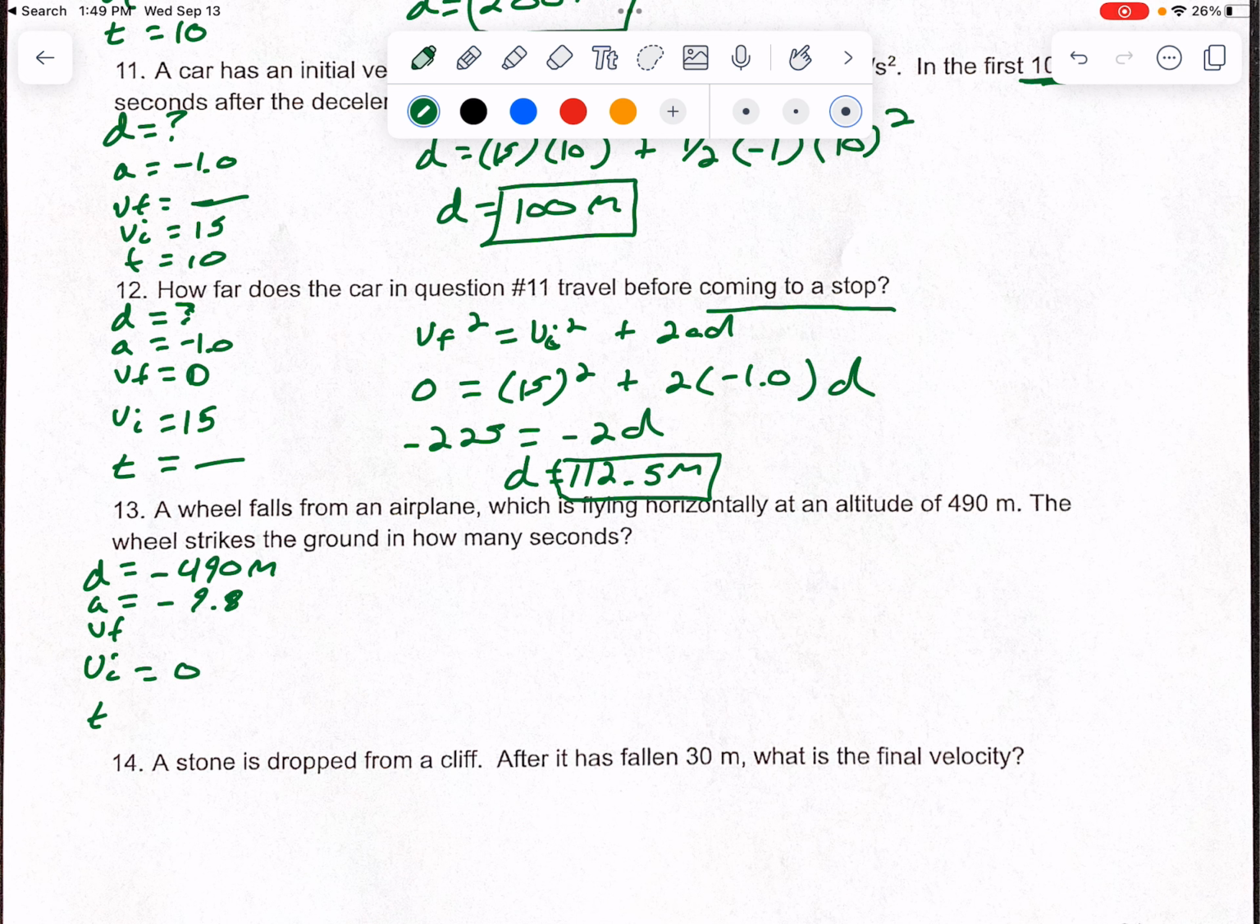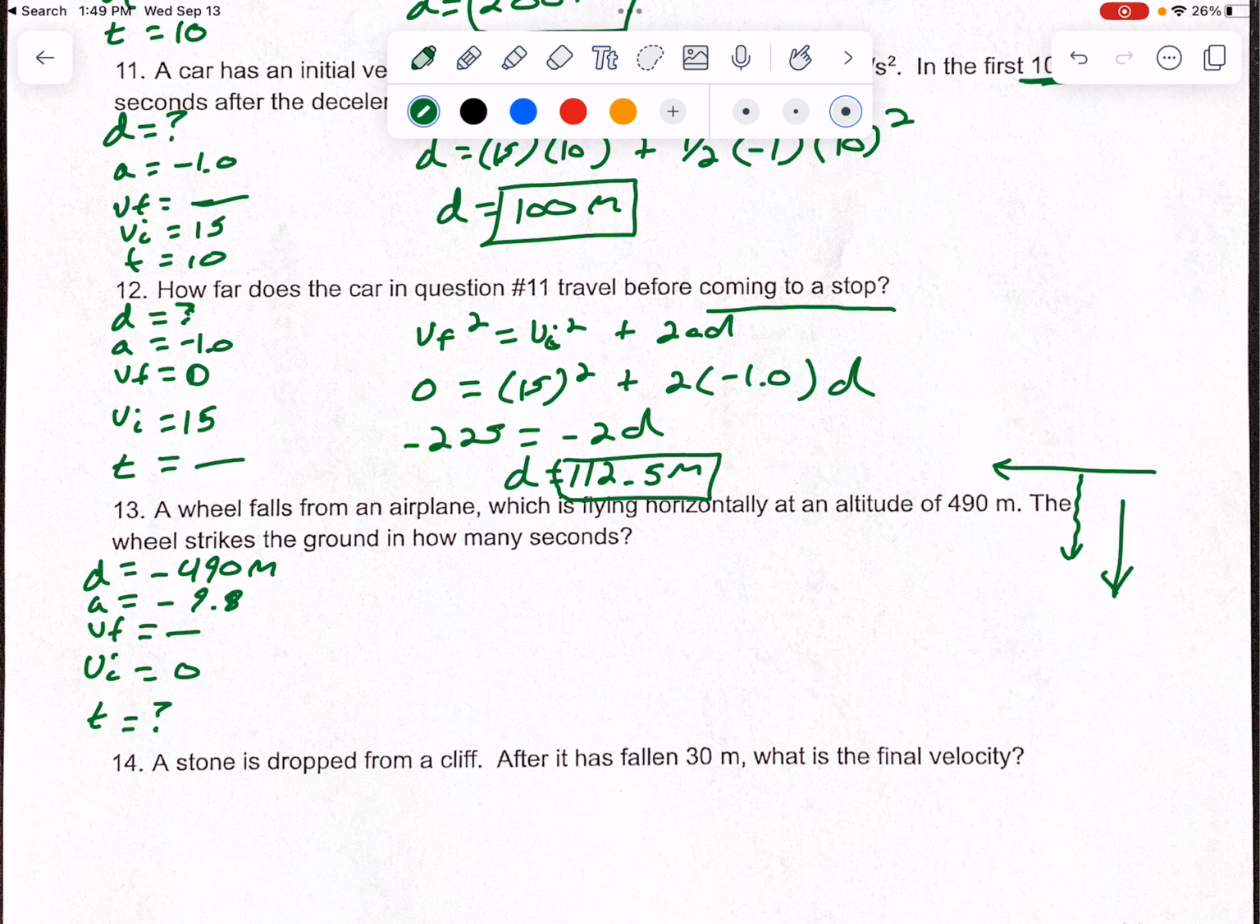Okay, this is where the confusion is happening, because yes, the plane is moving, but the plane's not falling down. What it's doing is flying horizontally, and then a wheel falls off and starts going down. So your initial vertical velocity is 0 because it's not falling yet, and then it starts to fall. Okay, so just be careful with that. So I want to know how many seconds before it hits the ground. So you're looking for time.